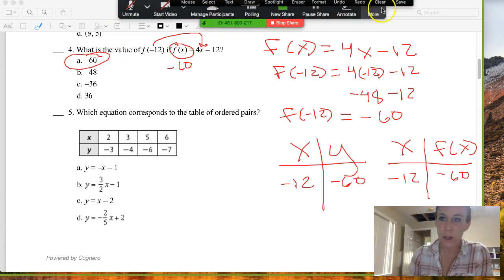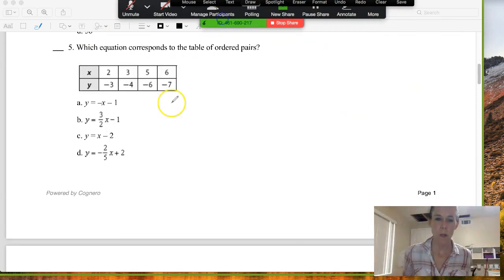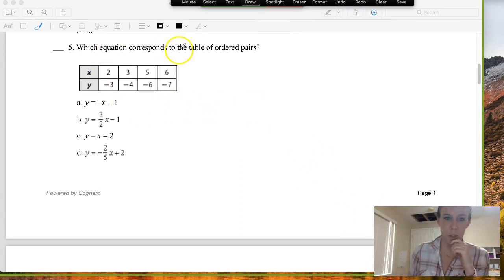All right, let's go ahead and look at number 5. Okay, number 5 goes back to lesson 9 too. When they give you some values and you plug them into the equations, now there are 4 equations and all these values, so which equation corresponds to the table of ordered pairs? A couple ways you could do this.